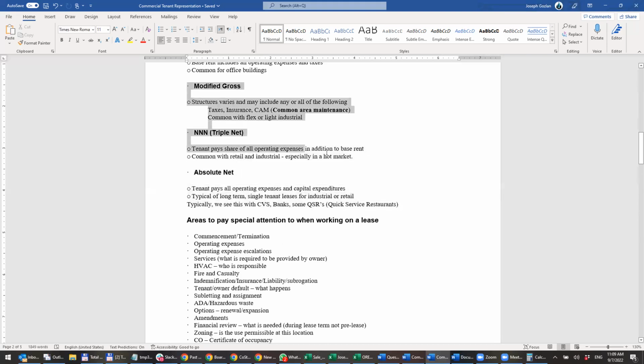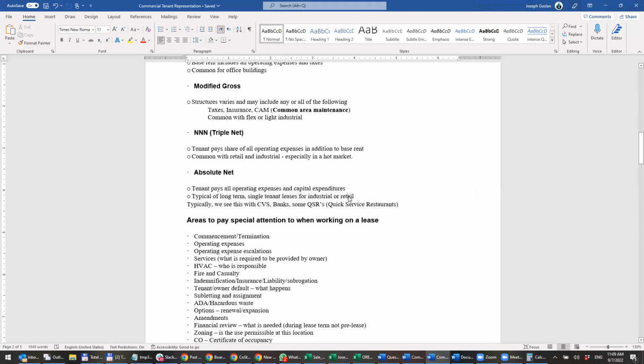In modified gross and in triple net, the owner will be responsible for the common area maintenance, but can charge back the cost to the tenant. In absolute net, the tenant takes care of everything.